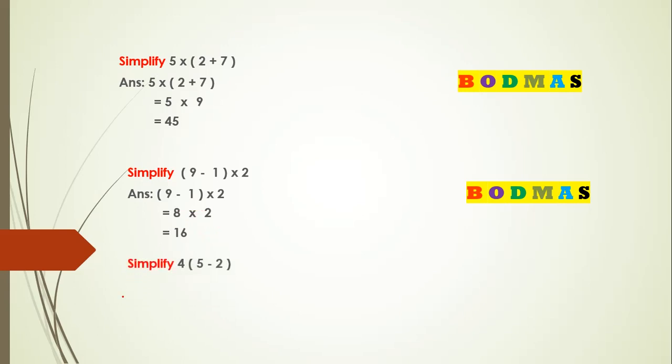Simplify 4 bracket of 5 minus 2. To simplify this, first I will write BODMAS. Second step, I will write this expression as it is. Now I will think which operation we need to solve first. According to BODMAS rule, B stands for brackets. We have a bracket, so I will underline this bracket, which means I need to perform the operation inside the bracket first. Rest all I will write as it is.